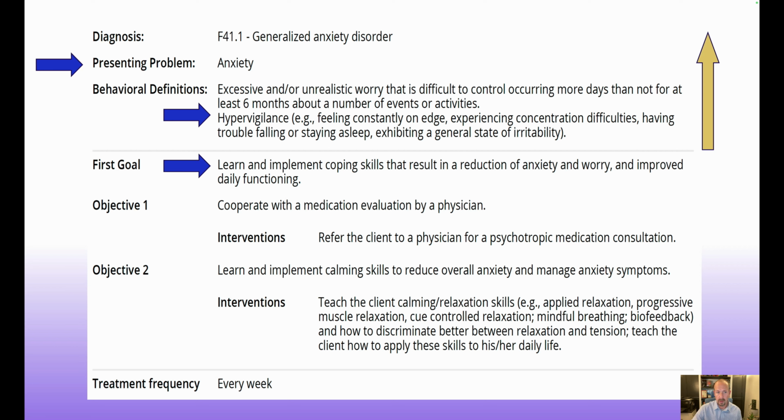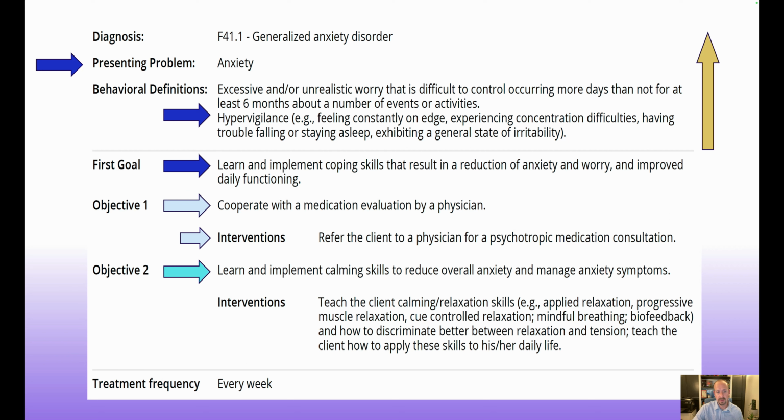Now, the first goal that I want for him to achieve is to learn and implement coping skills that result in a reduction of anxiety, worry, and improved daily function. Very broad language. I want to reduce anxiety and worry and improve daily functioning. Now, the first objective, similar to what I had for his primary diagnosis of cooperating with a medical evaluation, I'm going to do that also for his anxiety. That way, those two objectives kind of line up with each other. The intervention is, in this case, refer the client to a physician for psychotropic medication consultation. So very similar intervention to achieve that objective.